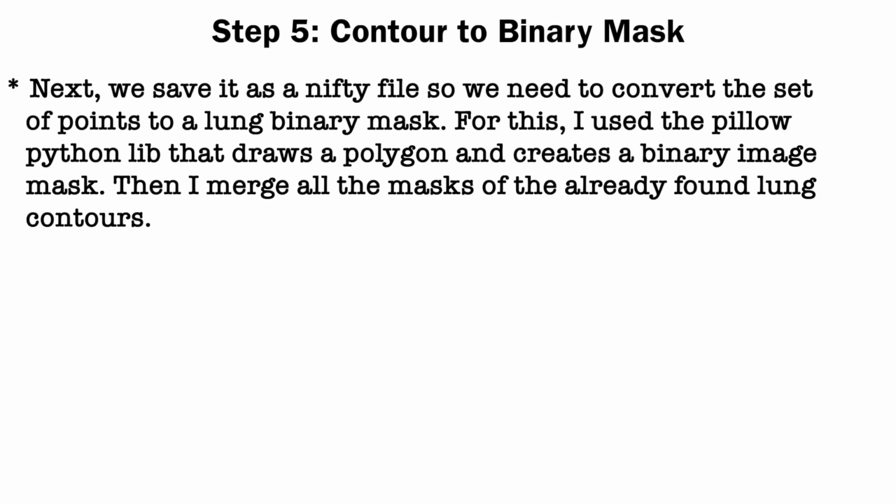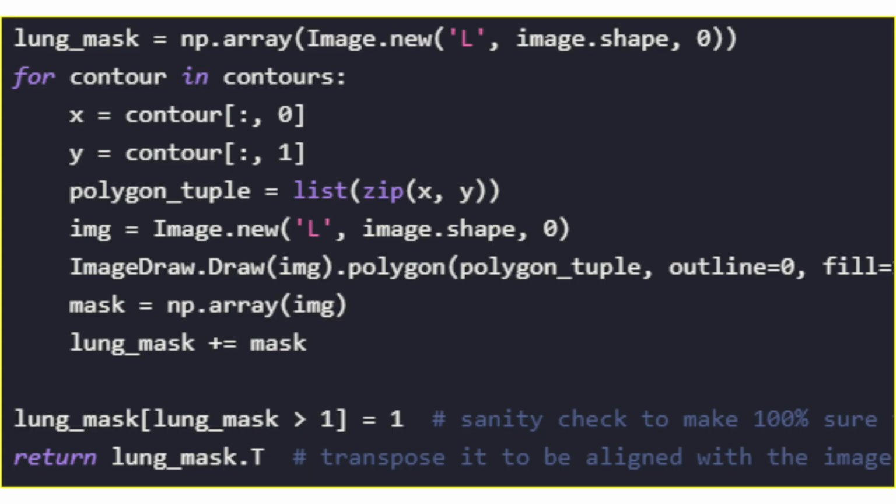For this I have used the Python library that draws a polygon and creates a binary image mask. Then I merge all the masks of the already found lung contour. Now here in the code we can see when we are going to perform the lung mask, we have to load the image from the NP array.